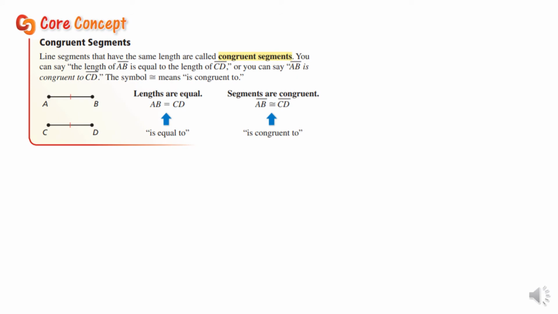Okay, congruent statements. Line segments that have the same length are called congruent. You can say the length of AB is equal to the length of CD, or you can just say AB is congruent to CD. Notice the differences. The length is equal to the length. This would be different than saying AB is congruent. So the difference is between the equal and the congruent, and we're going to go over that in a later slide.